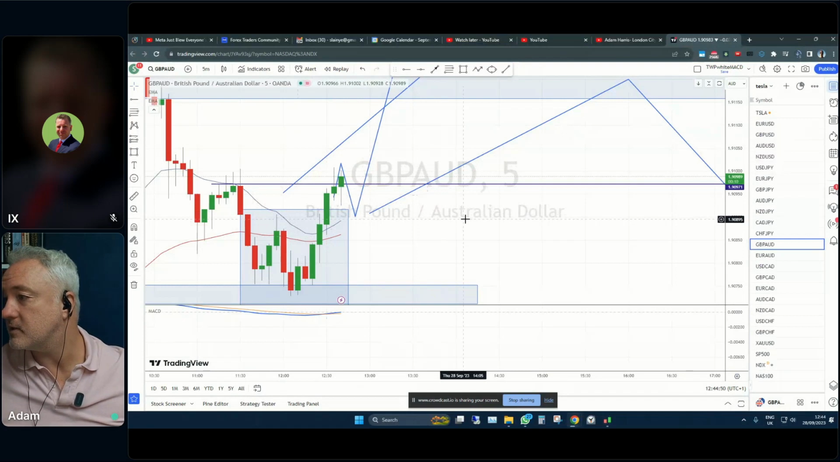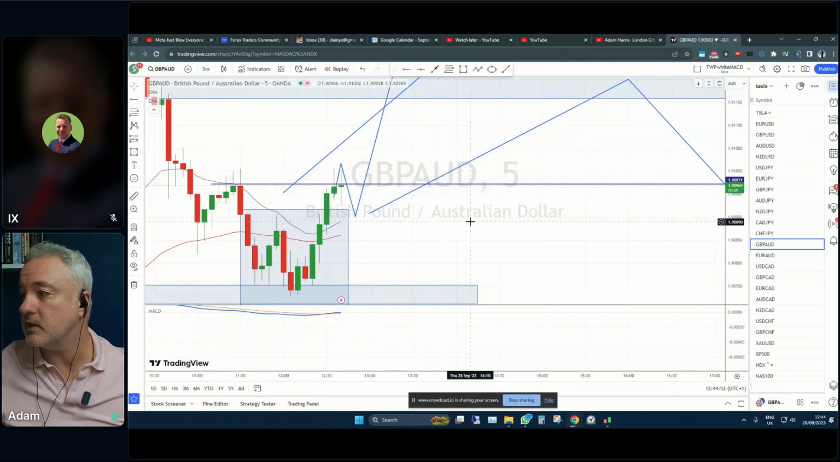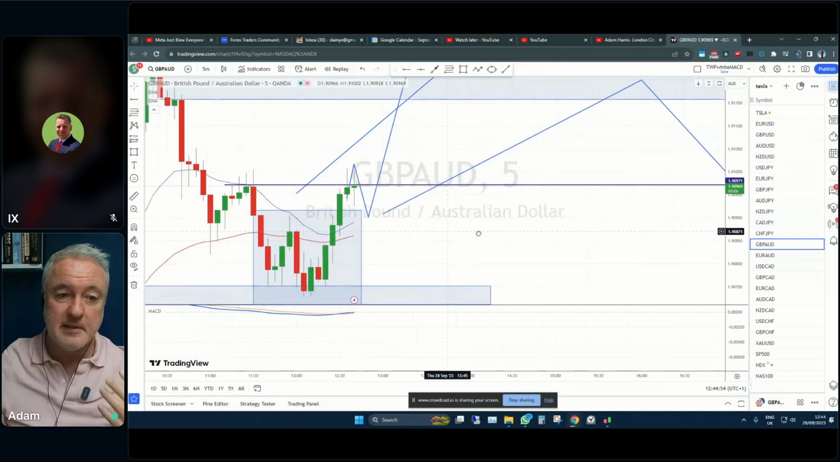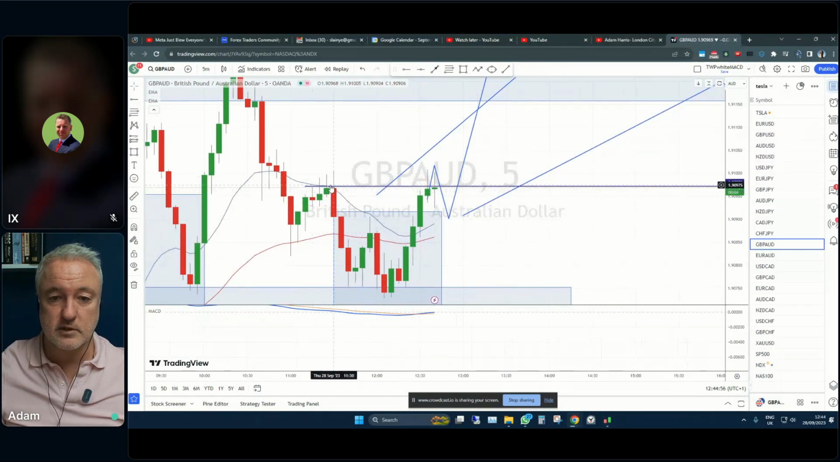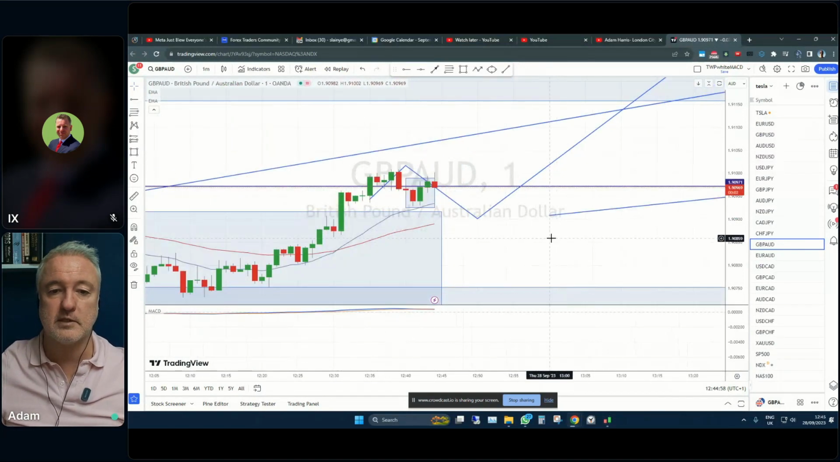5 minutes stochastics indicate more downward pressure. Okay, but we're going to have a look and see. Cool. It's battling with this area. This is a real issue. So let's go back to that 1 minute so we can see what's going on here.